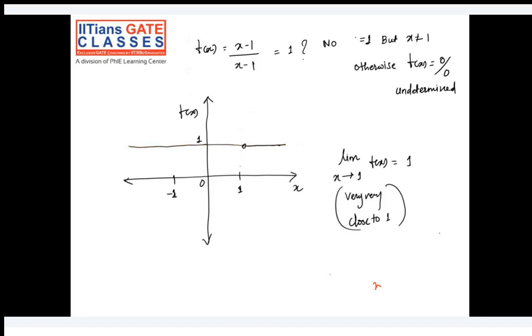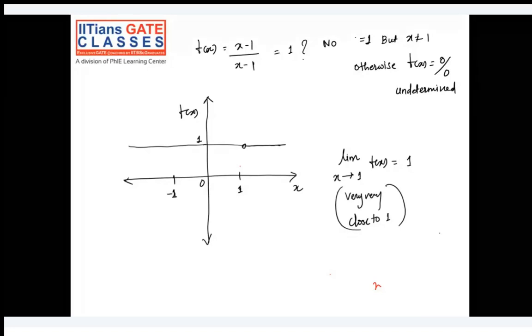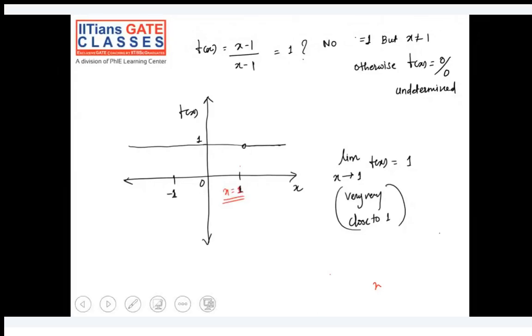Is it clear? You understood this figure first. Okay. Now, if you approach x equal to 1, in this case, from the negative side or positive side, what is your value? If you approach limit x tends to 1, f of x from the negative side or positive side, you'll end up with 1.